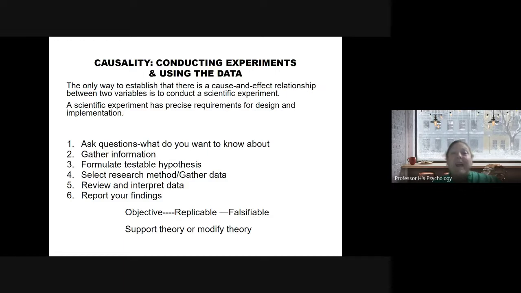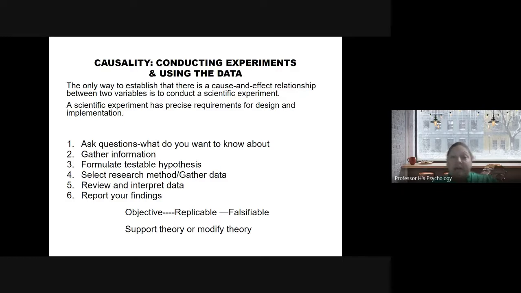The only way to establish that there is a cause and effect relationship between two variables is to conduct a scientific experiment. A scientific experiment has precise requirements for design and implementation, and we've talked about that through our earlier videos. We're going to take a quick look again at the scientific method, and once again, I prefer to use the 6-step representation of the scientific method, with the first part of it asking questions.